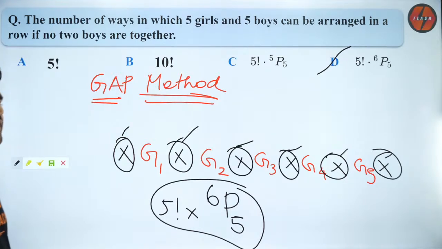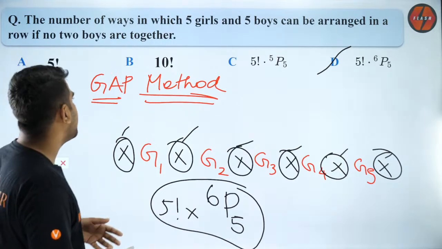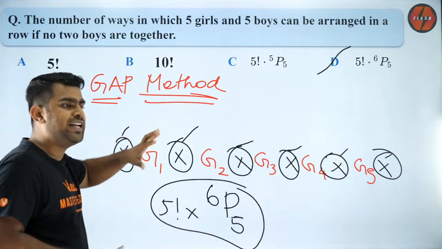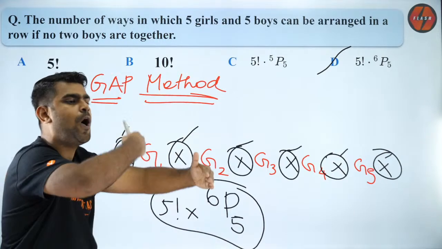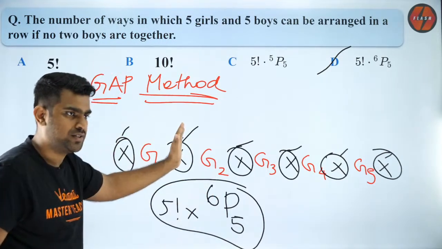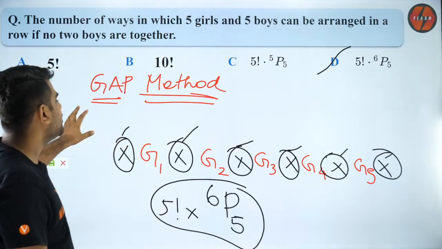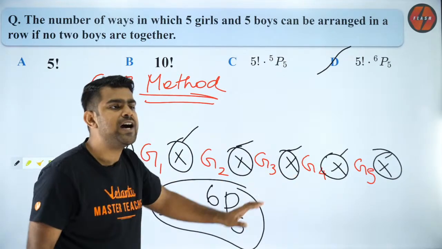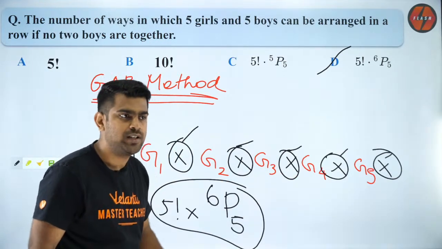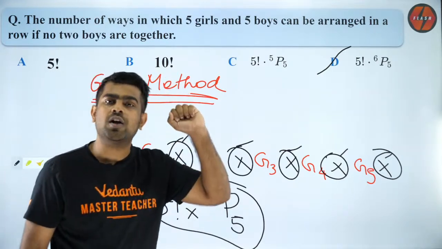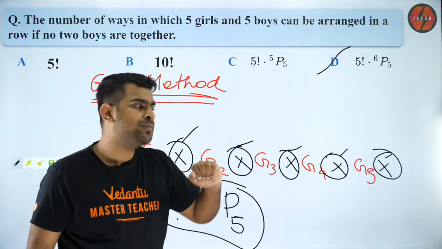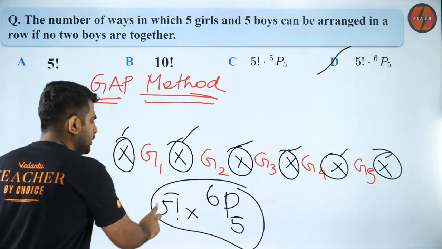Yes, Siva, did you understand it? You want me to explain again? So let me explain it again. Siva, this is called the gap method. Whenever you want to make sure that they sit alternate, you have to do this. So first you arrange the girls, Siva. The girls can be arranged in 5 factorial ways because there are 5 girls and all of them are distinct. So that is why I put 5 factorial.